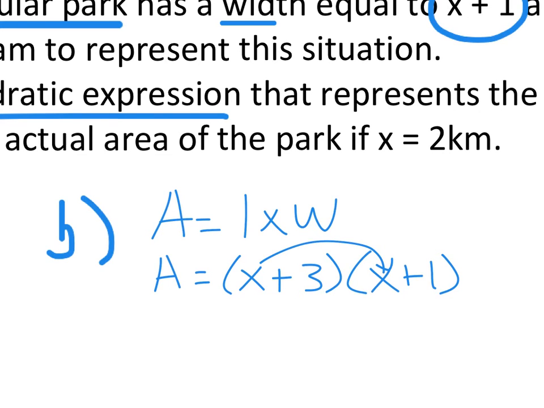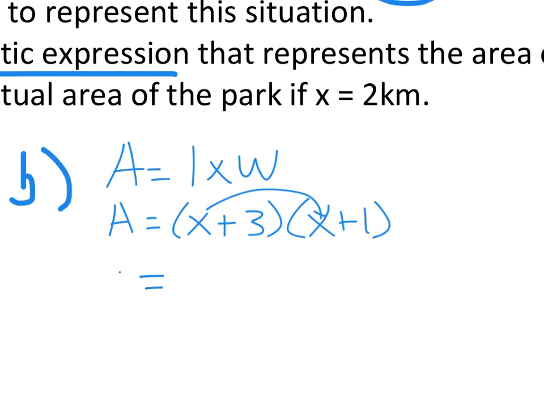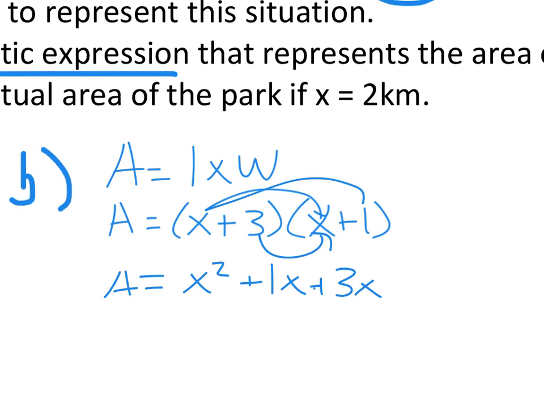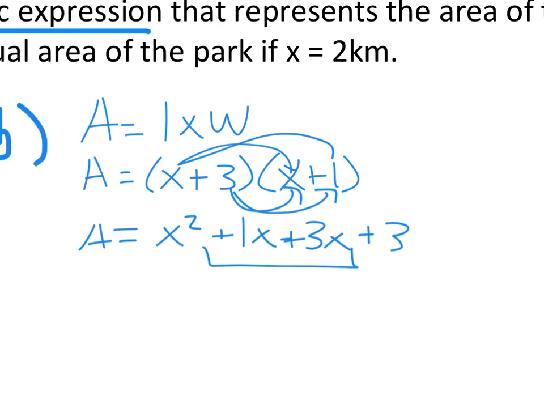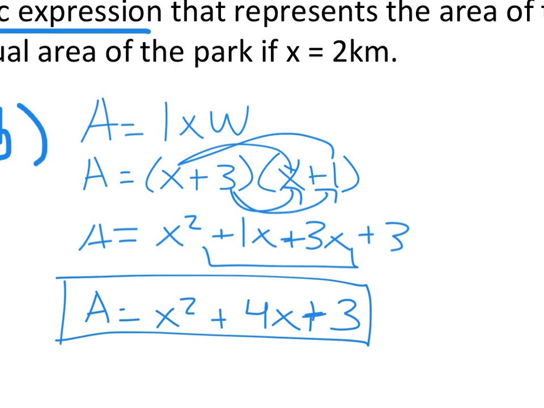X times x, x squared, x times 1, 1x, 3 times x, 3x, 3 times 1, 3. We'll collect the two middle terms to simplify our expression, and we're left with 1 plus 3, which is 4x. So we've got x squared plus 4x plus 3. Now we're done question B.